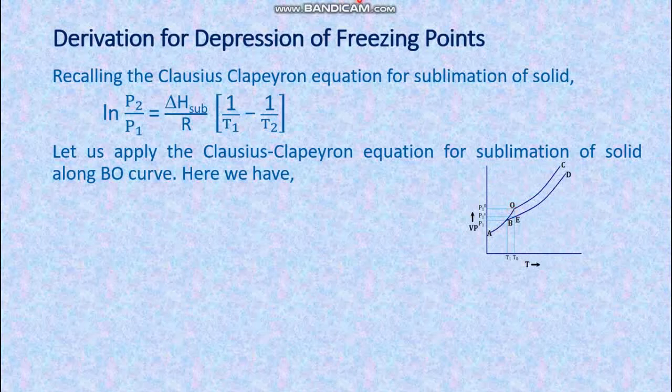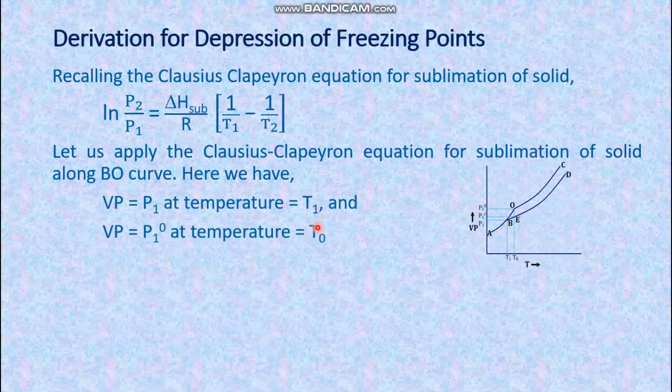So along the BO curve, what happens? Now at B, temperature is what? T1, pressure is what? P1, and at O, temperature is T0 while pressure is P10. So let's put vapor pressure is P1 at temperature T1 and vapor pressure is P10 at temperature T0.